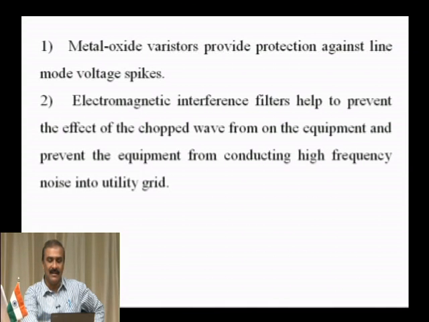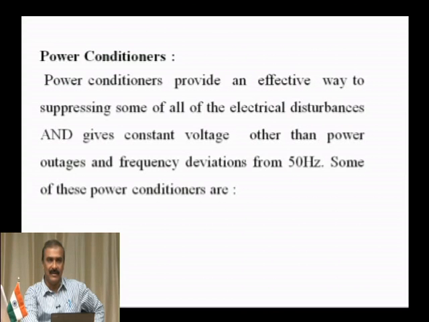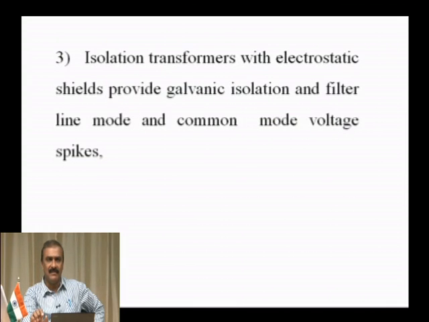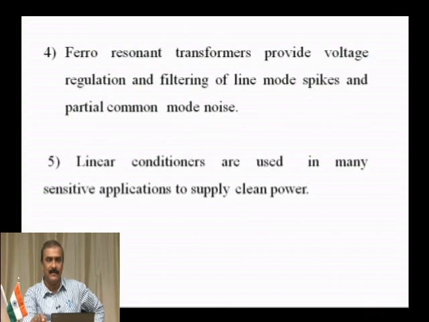Metal-oxide varistors. So, this is another list you can give like this: power conditioner, its function. Metal-oxide varistors give protection against line mode voltage spikes. Electromagnetic interference filters help to prevent chopped waveform and prevent equipment from conducting high frequency noise into the grid. So, this is how to prevent electromagnetic interference. Isolation transformers with electrostatic shields provide galvanic isolation and filter line mode and common mode voltage spikes. So, this is how to prevent the voltage spike, using isolation transformers.